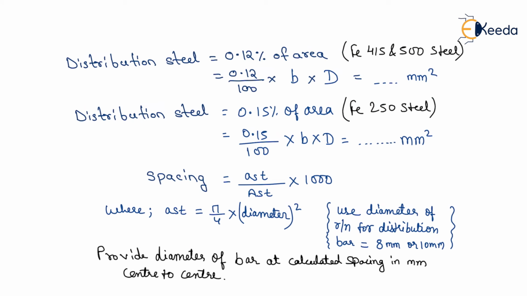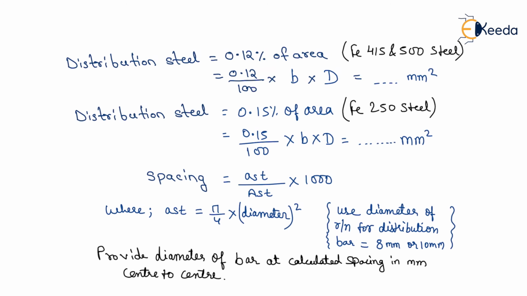Now distribution steel equals 0.12% of area for Fe415 and 500 steel. Putting these values in this formula, we get 0.12 upon 100 into b into capital D. Here capital D is overall depth of slab, and this value will come in mm square. Now distribution steel equals 0.15% of area for Fe250 steel, if used, and its value will be 0.15 upon 100 into b into capital D. Here capital D is also overall depth. It will be calculated in mm square.